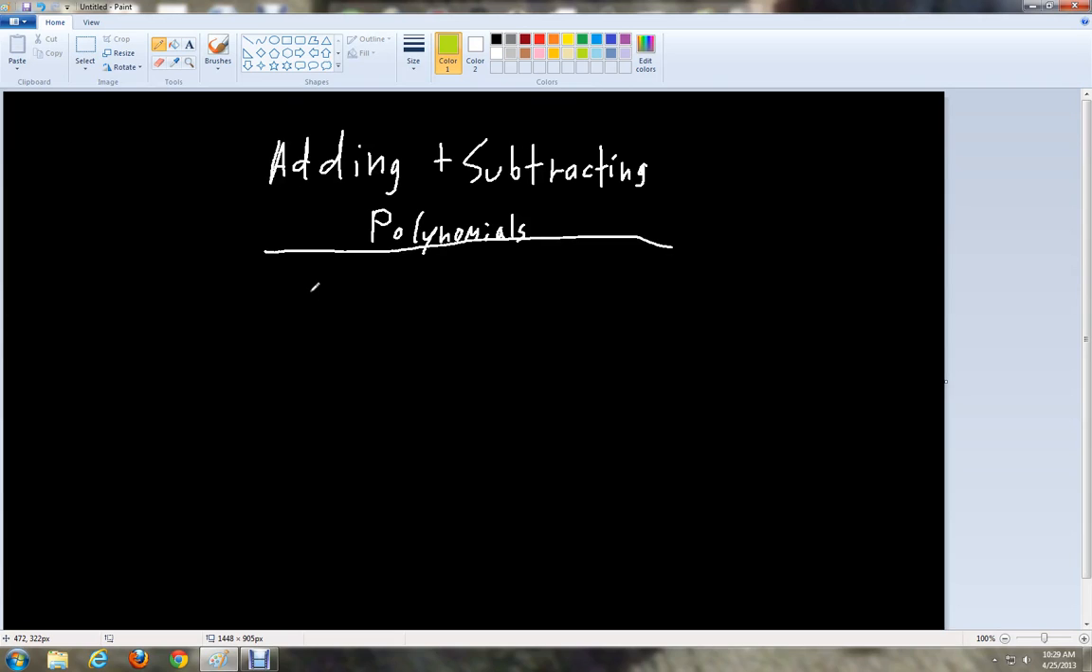Today's video topic on polynomials, we're going to learn how to add and subtract polynomials. So let's look at an example. We'll have 7x cubed minus 12x squared plus 4x, let's say plus 8.